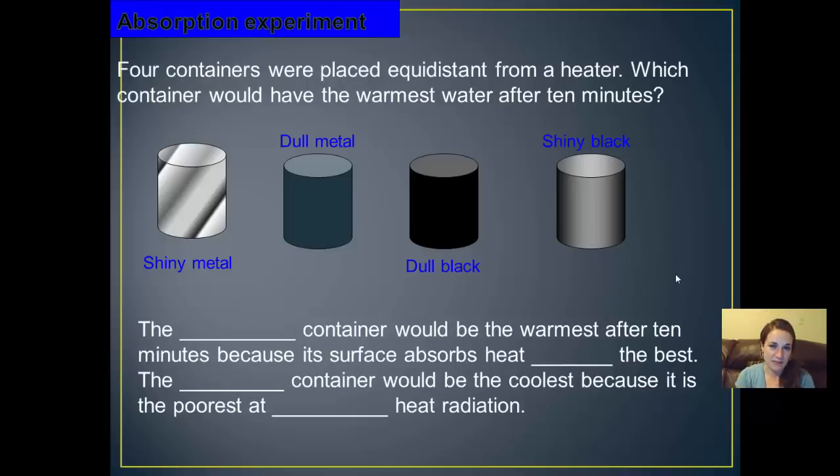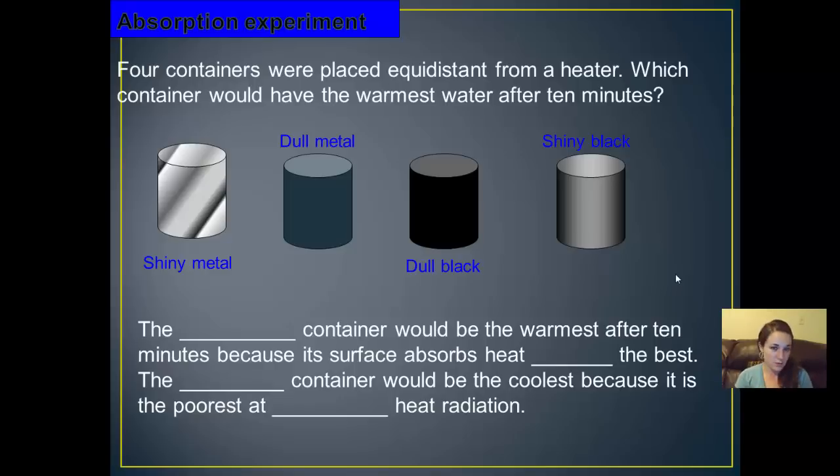Now we have the opposite. We want to know which one's going to absorb the best. So 4 containers were placed equidistant from a heater. So they're all the same distance. Again, we have the same shiny metal, dull black, shiny black. Now we want to know which is going to have the warmest water after 10 minutes.